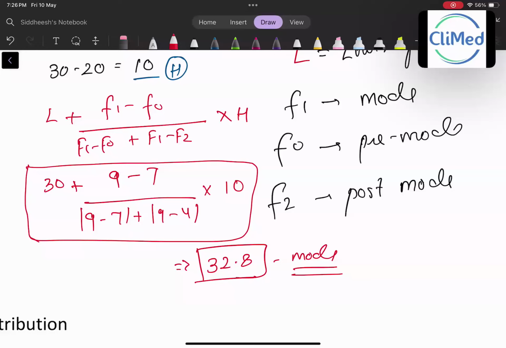Done. Thank you, Meghna. One more question. Sir, why use modulus? What is modulus? There is no modulus there anywhere.